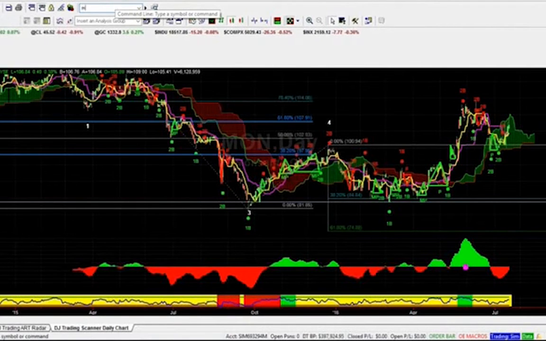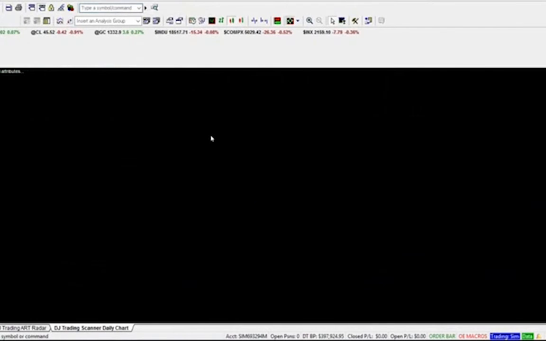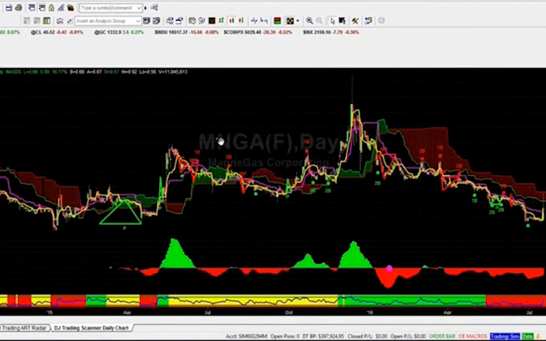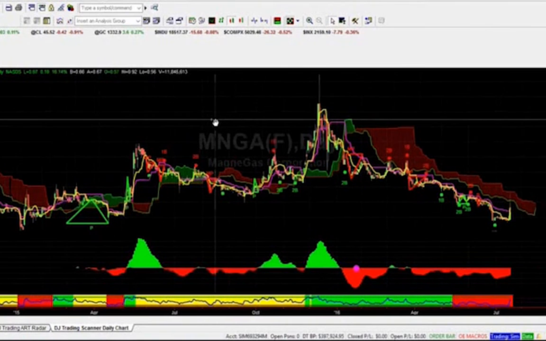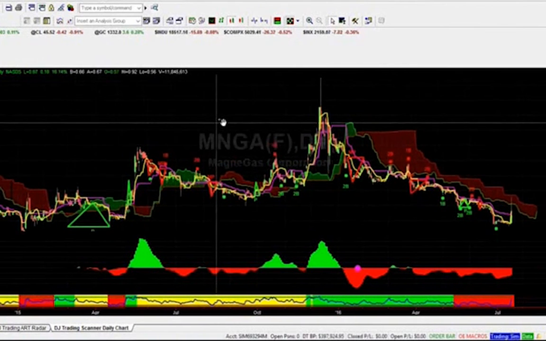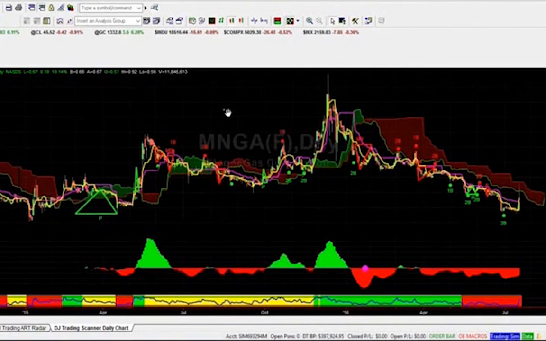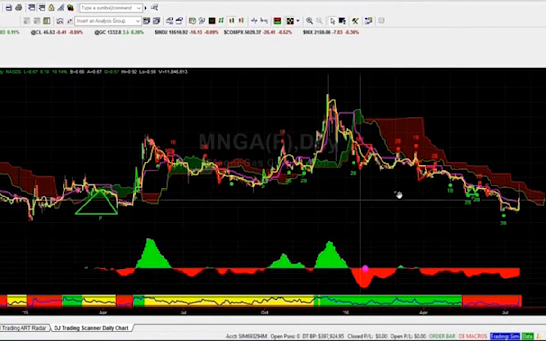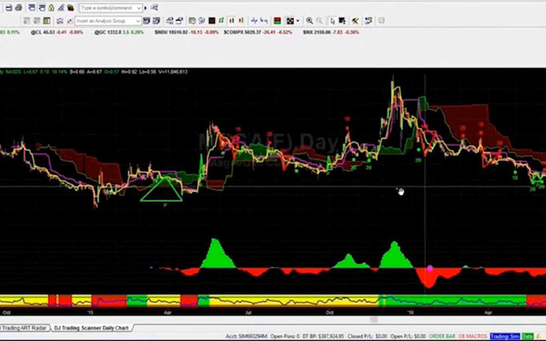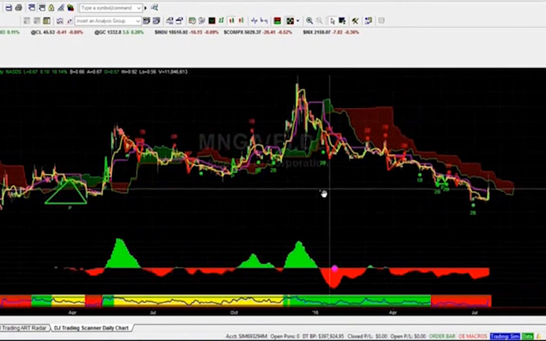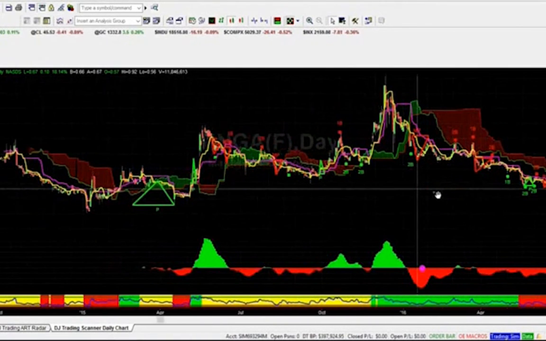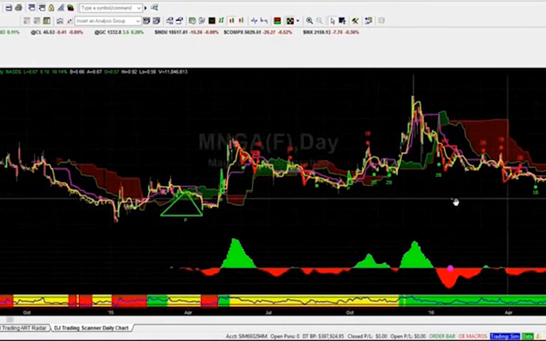MNGA for Sam. Let's take a look at that. Magna Gas Corporation. So is this oil, natural gas? What is it? What's the play here? Sam, do you know? It's clearly in a bearish trend, and we do expect a correction sometimes. Before that bearish trend, if we look over here, there was no trend at all. That's just chaos, right? No pattern.